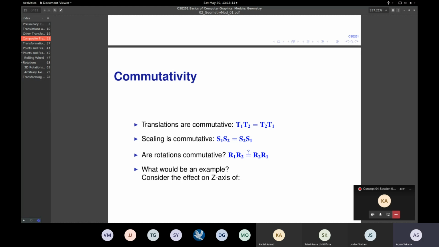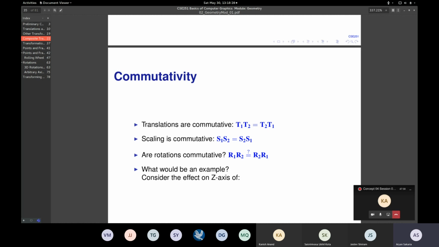Scaling is commutative. If I blow up something by 2 and then I blow it up by 4, it's going to be the same as if I blow it up by 4 and then I blow it up by 2. It's still going to be 8 times bigger in both cases, right? Are rotations commutative? No, they're not.